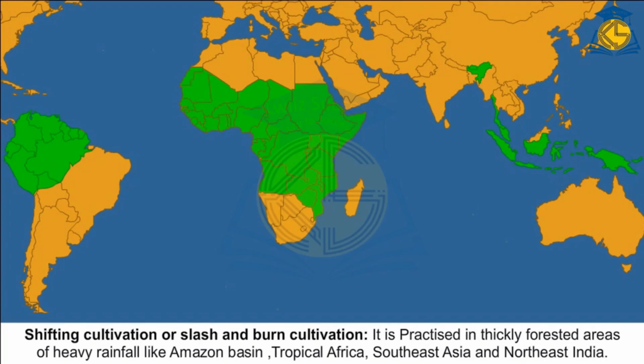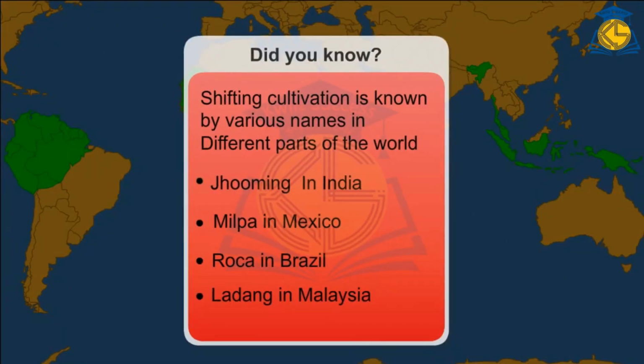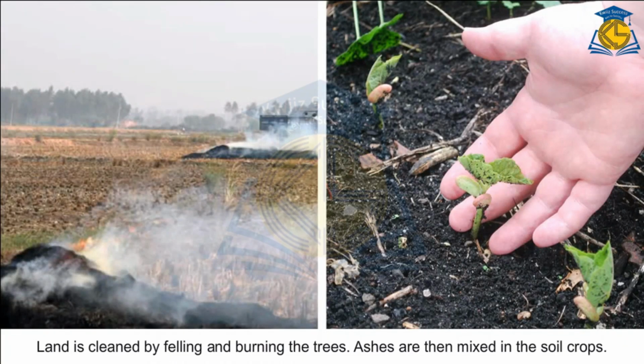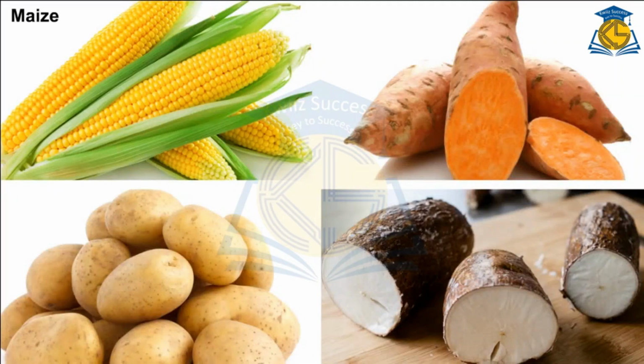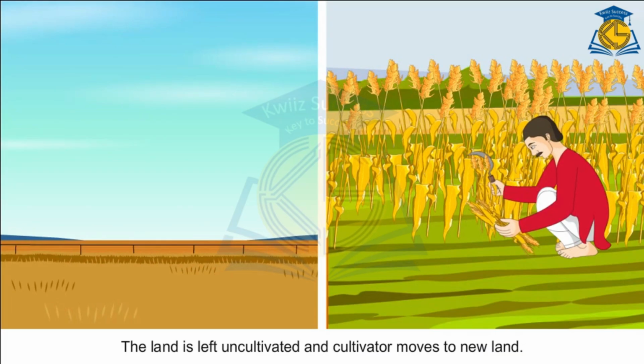Shifting cultivation or slash and burn cultivation. It is practiced in thickly forested areas of heavy rainfall like Amazon Basin, tropical Africa, Southeast Asia and Northeast India. Land is cleared by felling and burning the trees. Ashes are then mixed in the soil. Crops like maize, yam, potatoes and cassava are grown. After the soil loses its fertility, the land is left uncultivated and the cultivator moves to new land.